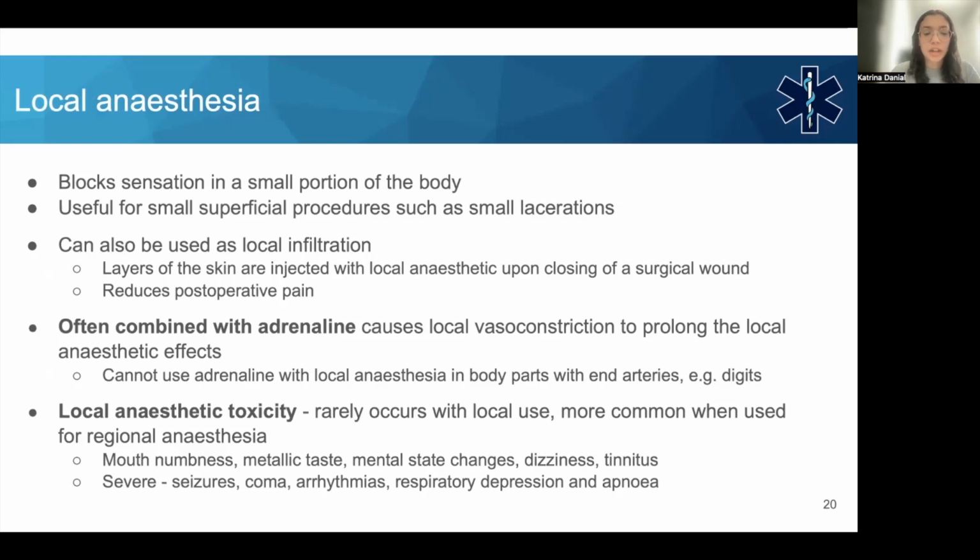Okay. So there's a very, very small risk of toxicity with the local anesthetic, and this usually happens if it's inserted into an artery, and it can spread throughout the body. The earlier signs are numbness in the mouth, ringing in the ears, dizziness, and then if it's really, really bad, it can cause seizures, a coma, respiratory depression, or can cause you to stop breathing, but that's quite rare.